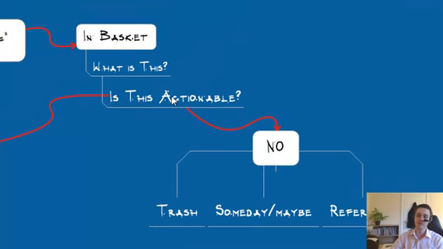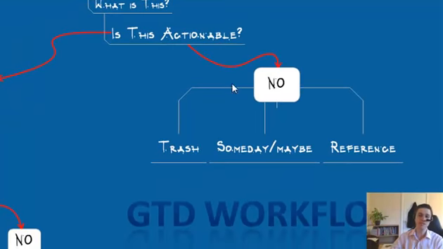So is it actionable? No. So whatever I've got in my in basket is not actionable. I can't take action on it. So it could be something that goes straight in the bin, trash it, something that I want to store for later reference. It may be something I want to do in 3 months' time. It may be something I want to do next year. It may be a place, a restaurant. It may be a book I want to read. Something like that goes on my someday maybe list.